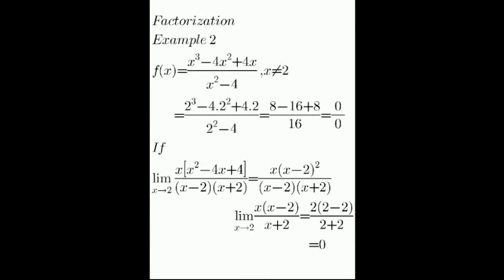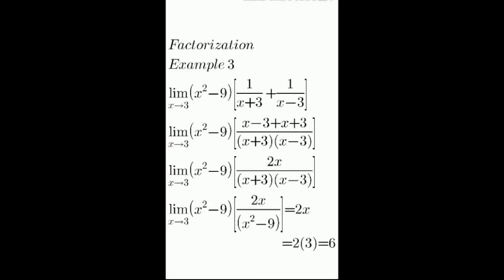With the help of the factorization method, we are solving example 2. From the numerator, we are taking common x, and from the denominator, we have the factors x minus 2 and x plus 2. Then we are using the formula a square minus 2ab plus b square, which is equal to a minus b whole square. Then x minus 2 and x minus 2 will be cancelled. We have x minus 2 upon x plus 2. Then we use limit 2, which is equal to 0.